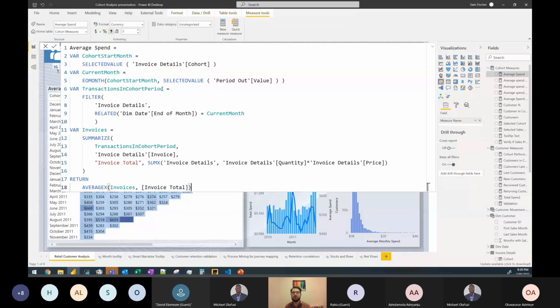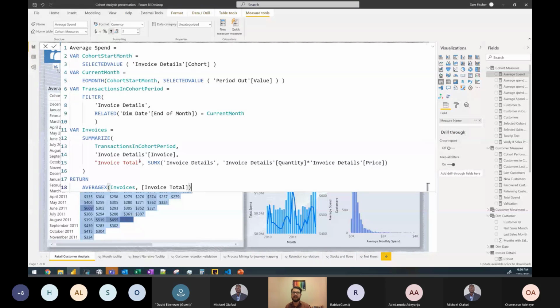Then from there, we roll that up to the individual invoices. We use a SUMMARIZE function to take this list of all of our transactions, and then group that based on the invoice ID. So we work out for each invoice what the total for that invoice was, and we just use a SUMX measure for that. We take the values for our invoice details, and multiply the quantity by the price row by row to figure out the invoice total.